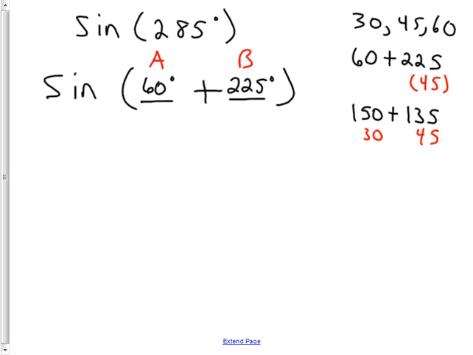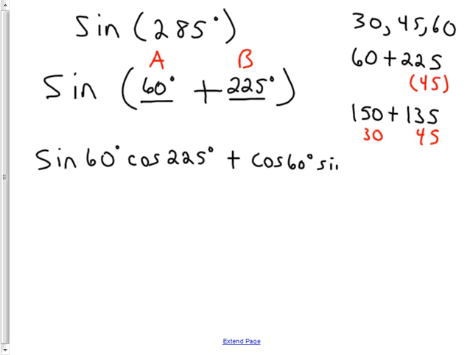And so now I'm going to use my sum formula, which you don't have to memorize. I'll give you a formula sheet for your test, but you need to know how to use it, and this is one example where we're using it. The formula says the sine of 285 is the sine of A, sine of 60, times the cosine of B, the cosine of 225 degrees. Since there's a plus in our formula, sine 60 cosine 225 plus, and then it switches to cosine of 60 degrees, sine of 225 degrees. So again, I'm just using my formula to expand that.